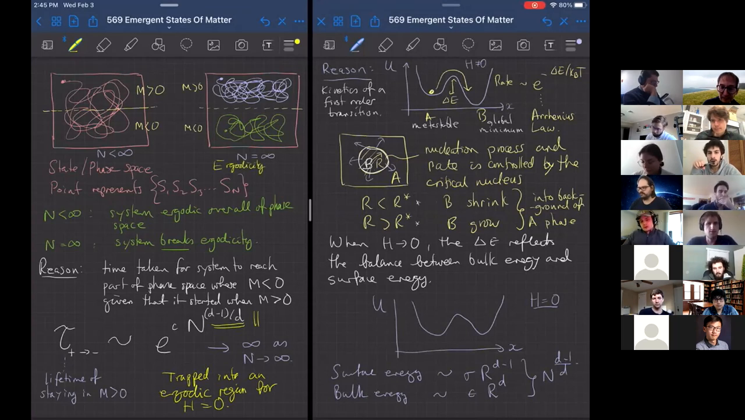Could I ask a quick question? Sure. Is the partition between m larger than zero and m less than zero unique? I mean, could we partition the space further into subsets? You could draw it in different ways, but my argument doesn't really depend on the topology of this space. Now you could say, well, suppose they're not connected. Then you can get something else that can happen if you have, for example, a disorder like in the spin glass.